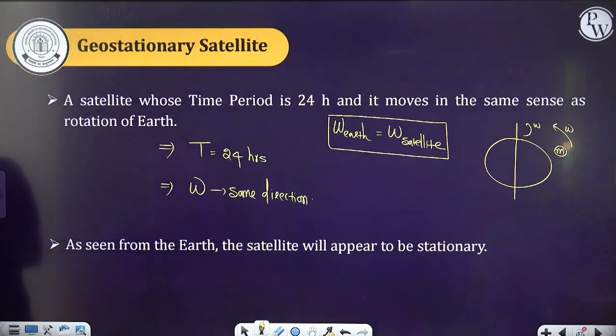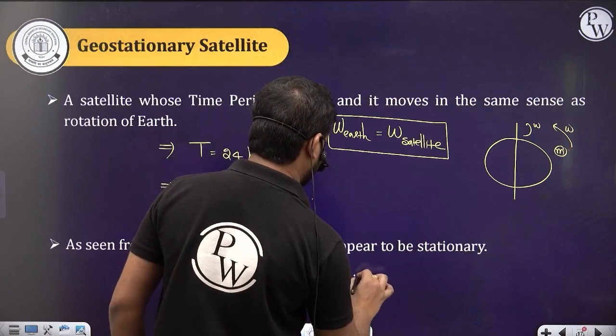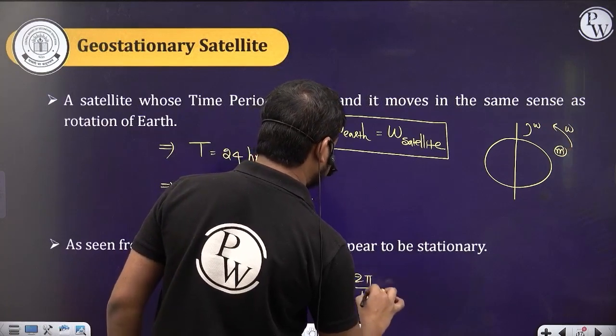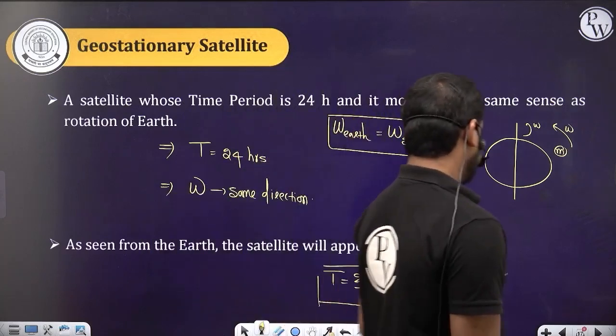So what is the time period formula? You know the time period formula, right? The time period should be 2 pi by omega. They both will have the same time period, 2 pi by omega.